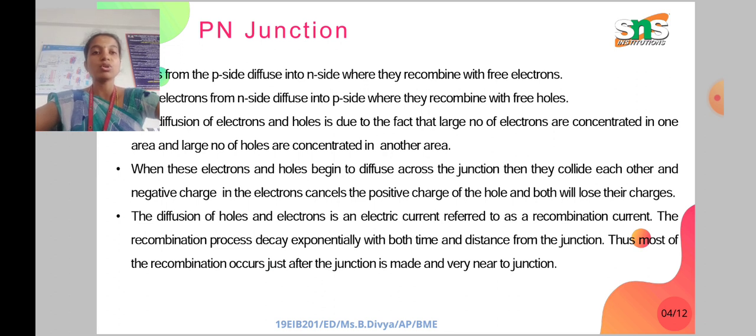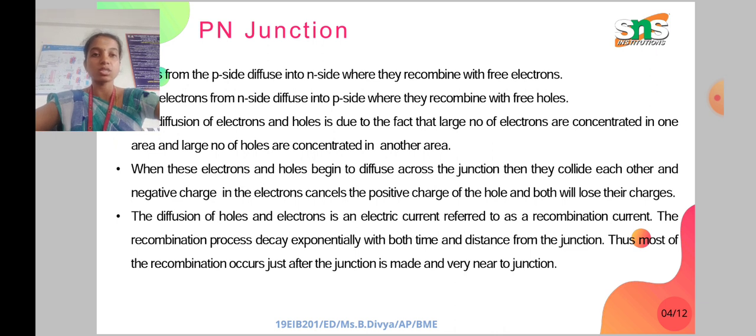The diffusion of holes and electrons is an electric current referred to as a recombination current. The holes and electrons combine in the circuit, which is referred to as the recombination current.